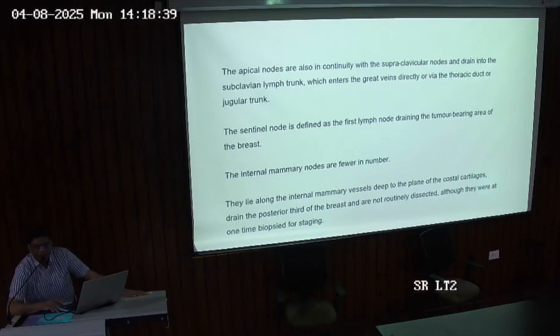Internal mammary lymph nodes are very few in number, and it is very difficult to palpate them because they usually lie underneath the ribs. So how to detect them? We have to go for percussion, and if there is a dull note on percussion, then it means these internal mammary lymph nodes are enlarged.